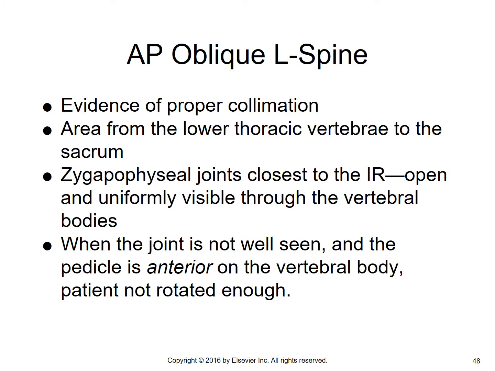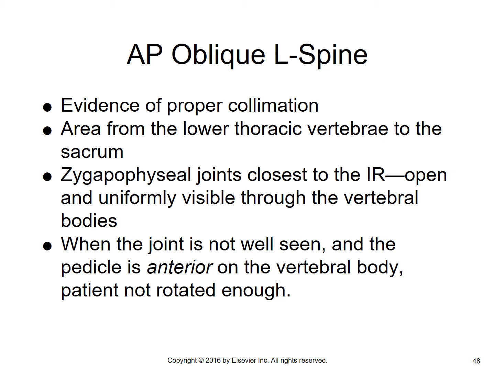AP oblique lumbar spine. Evidence of proper collimation, area from lower thoracic vertebra to the sacrum. This is very, very important. Zygapophyseal joints closest to the IR should be open and uniformly visible through the vertebral column.